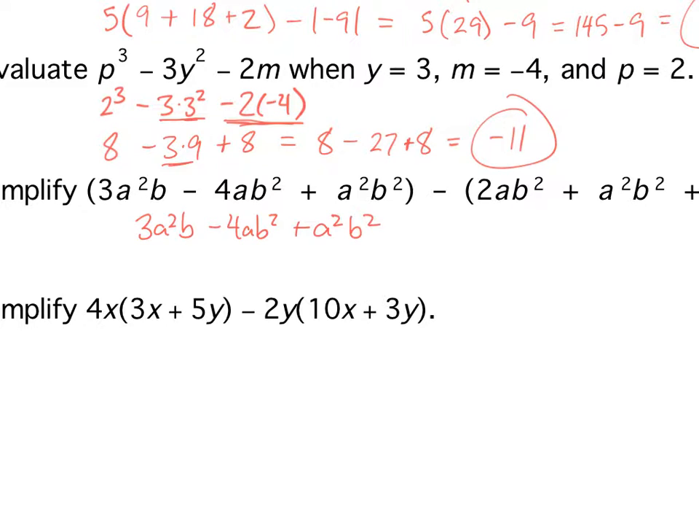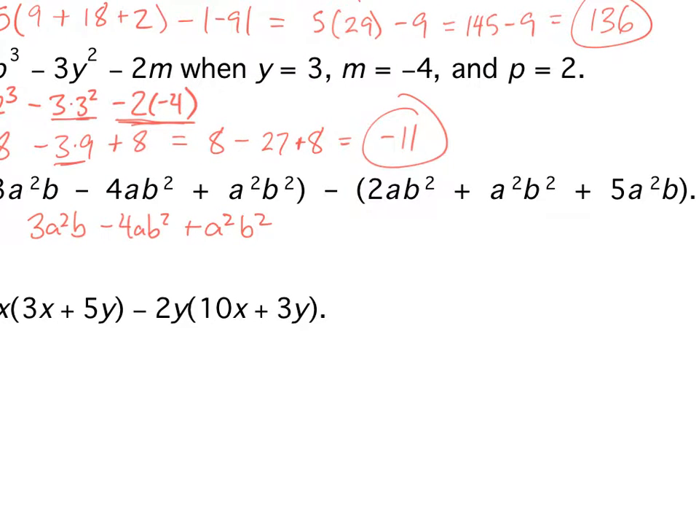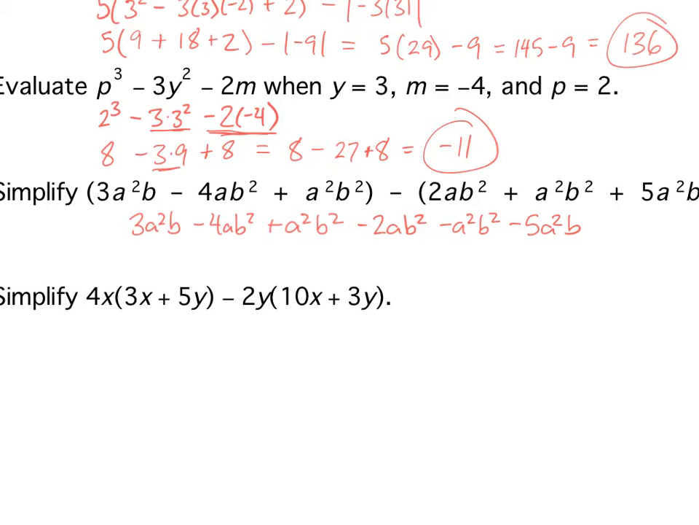So when I write them here on the line below, you'll see that I should have a minus 2ab squared, minus a squared b squared, and minus 5a squared b. All 3 of them get the minus sign. If any of them had a minus sign in front, it would multiply by the minus sign on the outside of the parentheses and become a plus sign.